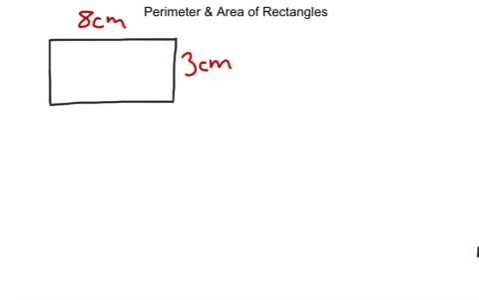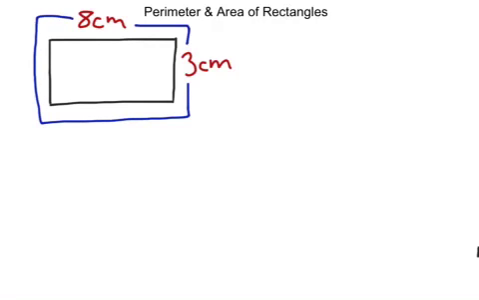To find the perimeter of any shape, we need to find the distance around the outside of that shape. And so if we have a rectangle or square, the perimeter is simply the distance round the outside of it. In other words, we need to find all of the lengths of all of the sides and add them up.